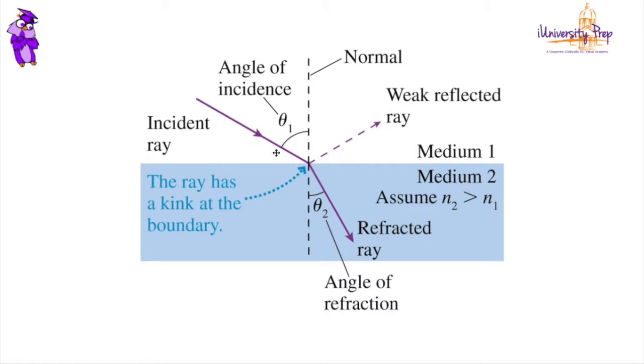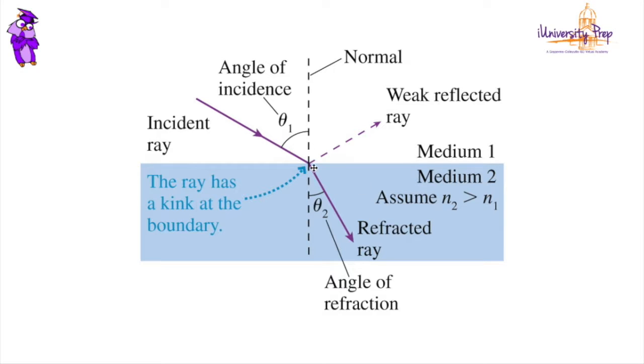Notice we have an incident ray, and notice that weak reflected ray. If we were to measure the angle from the midline to this weak reflected ray, you would note that the reflected ray would match the angle of incidence. But that doesn't happen whenever we have light entering a new medium and passing through. Light's going to be bent. It's going to do one of two things. It's either going to speed up or slow down.